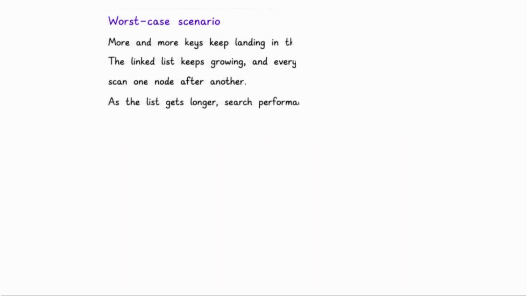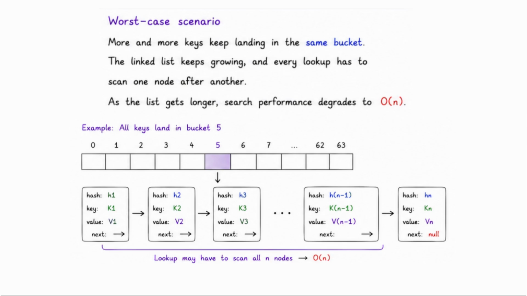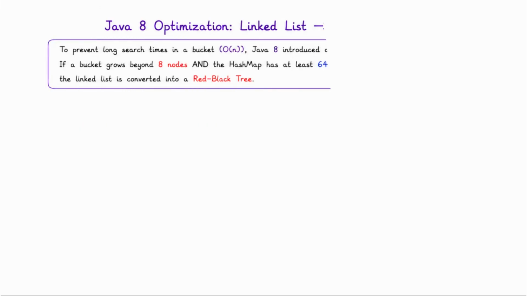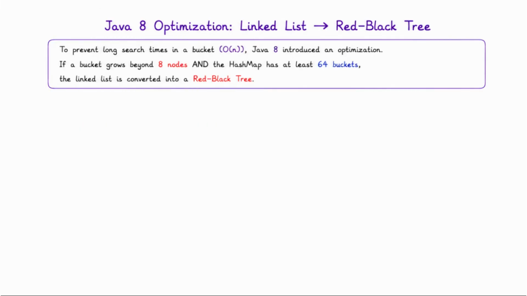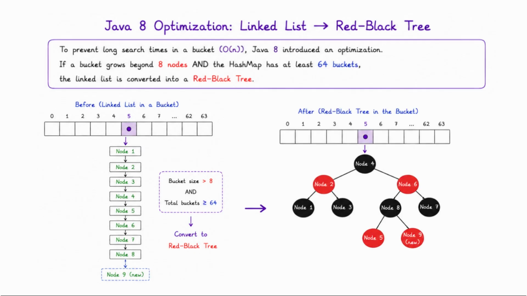Now imagine a worst case scenario: more and more keys keep landing in the same bucket. The linked list keeps growing and every lookup has to scan one node after another. As the list gets longer, search performance degrades to big O of n. To prevent this, Java introduced an optimization in Java 8. If a bucket grows beyond 8 nodes and the hash map has at least 64 buckets, the linked list is converted into a red black tree.